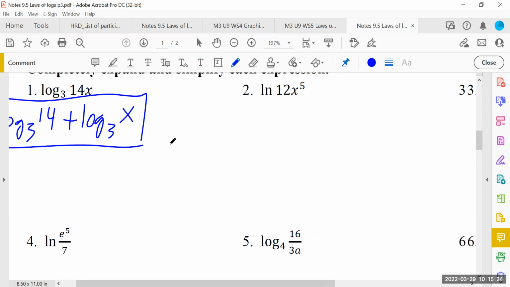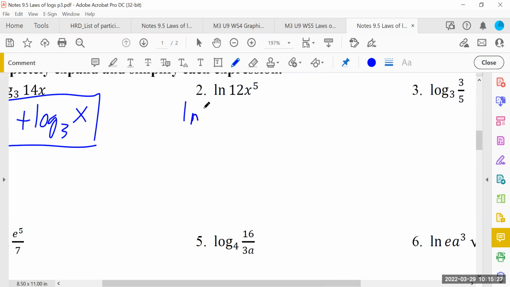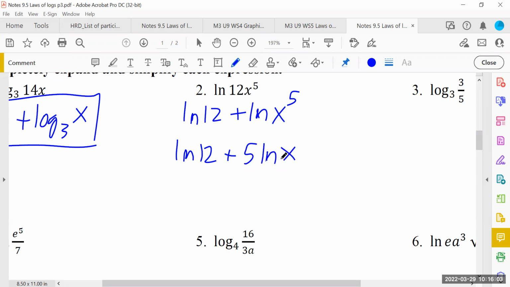The next one, same thing's going to happen. Natural log of 12 plus natural log of x to the 5th. Now, I should have asked you before I even split it. Does that 5 exponent apply to the 12 and the x, or just the x? Just the x, which is why I split it like this first. Once I get it split so that the only thing that's inside this natural log is the x, and the x is raised to the 5th power, now I can use the power rule. I can bring that 5 out in front and make it the natural log of 12. It still doesn't have a 5, but 5 times the natural log of x.